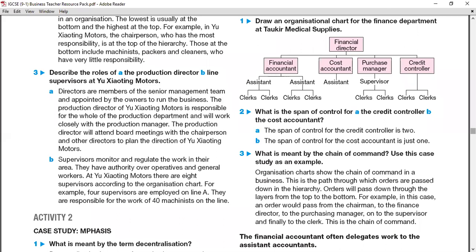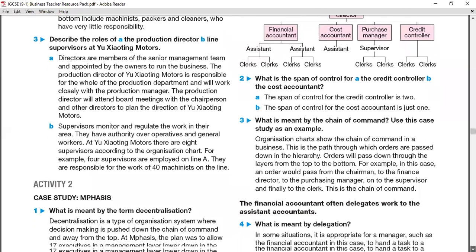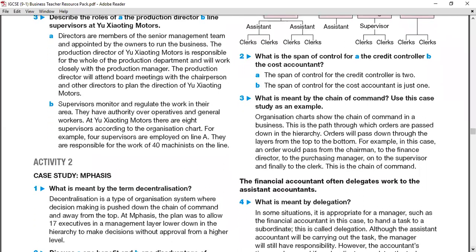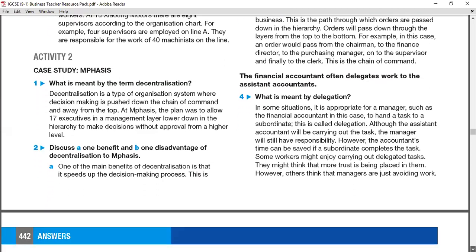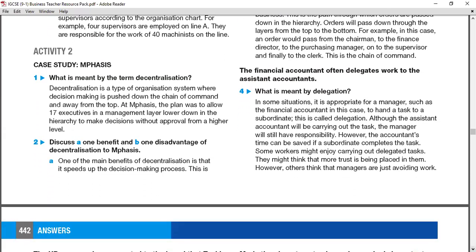Okay, the other question is the discussion question. They're asking about the delegation part. What is meant by delegation? It's an outline question, which can be explained. The financial accountant often delegates work to the assistant accountants. What is meant by delegation? In some situations, it is appropriate for managers, such as the financial accountant in this case, to hand a task to a subordinate, right? So this is called delegation, handing a task to a subordinate.